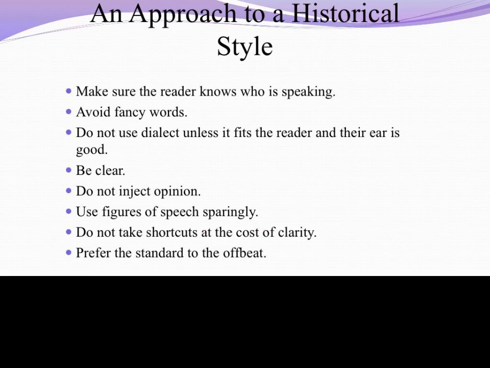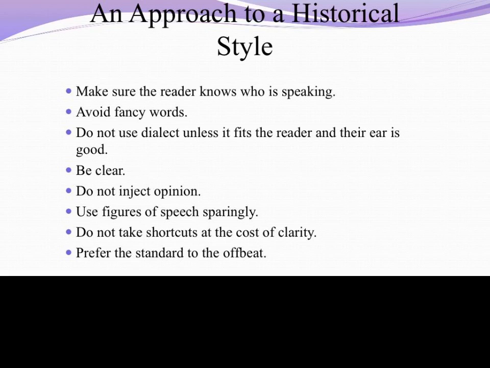Use figures of speech sparingly. This is important. It also goes back to being clear. And definitely don't take a shortcut at the cost of clarity. Obviously, those go together. It is much more important to be clear than to take a shortcut.